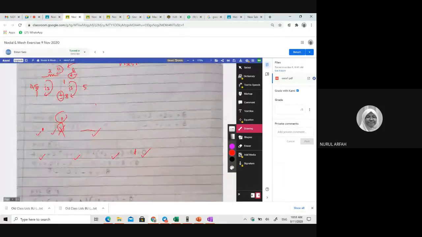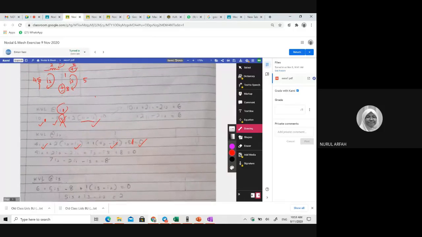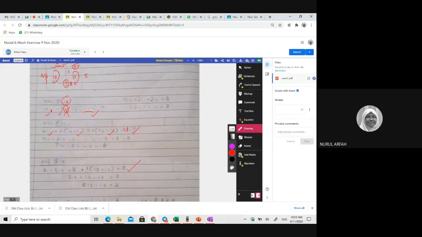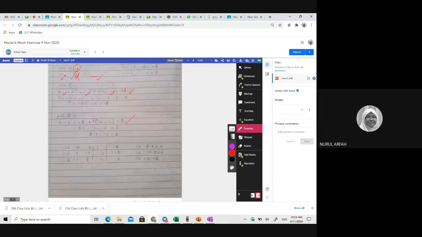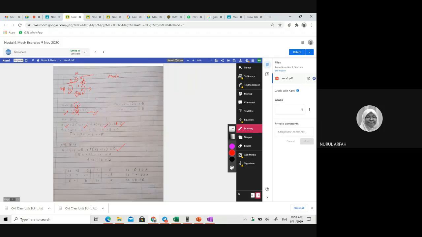Okay, correct. KVL at I3. Okay, plus 6. Okay, and then plus 5 I3, yes. Minus 8, yes. Plus 1 I3 minus I2 minus I2, okay. Correct. Yay, betul. But the answer, do I have the answer?